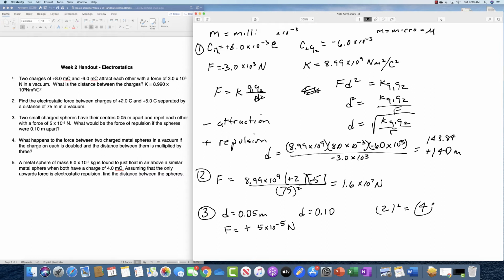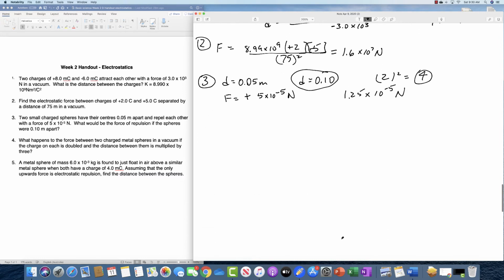Now the question here is, is it 4 times greater or 4 times less? If you look, they're getting farther apart, so it's going to be 4 times less. So if you divide this number by 4, you get the answer, which is 4 times less than this. So the force now is 1.25 times 10 to the minus 5. So that's number 3.